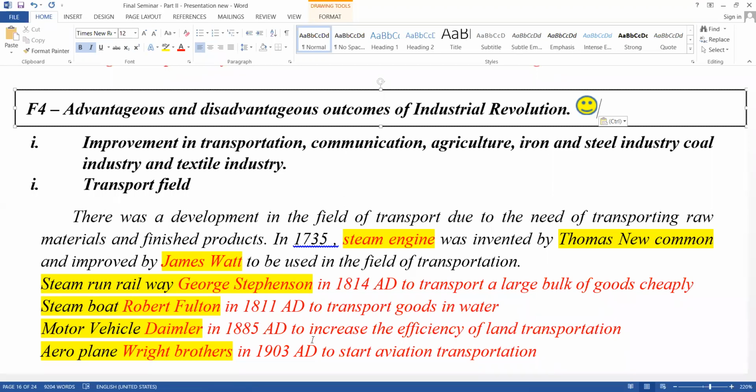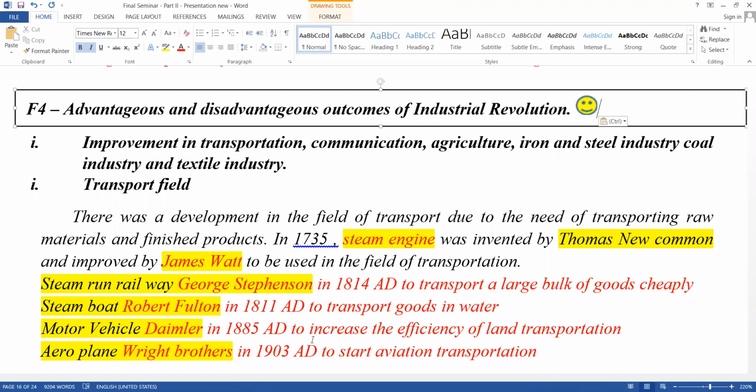If we don't write the years, won't we get marks? No need. No need to write years. In the Sinhala medium textbook, no year is mentioned. Only in the English medium book is the year mentioned. So additionally, I gave these years. No need of writing. If you can remember all of them, write any.